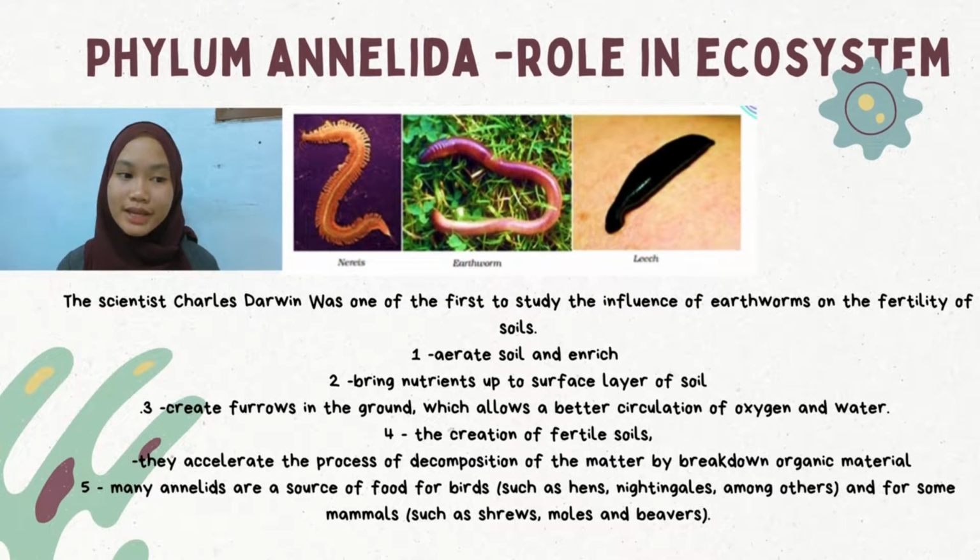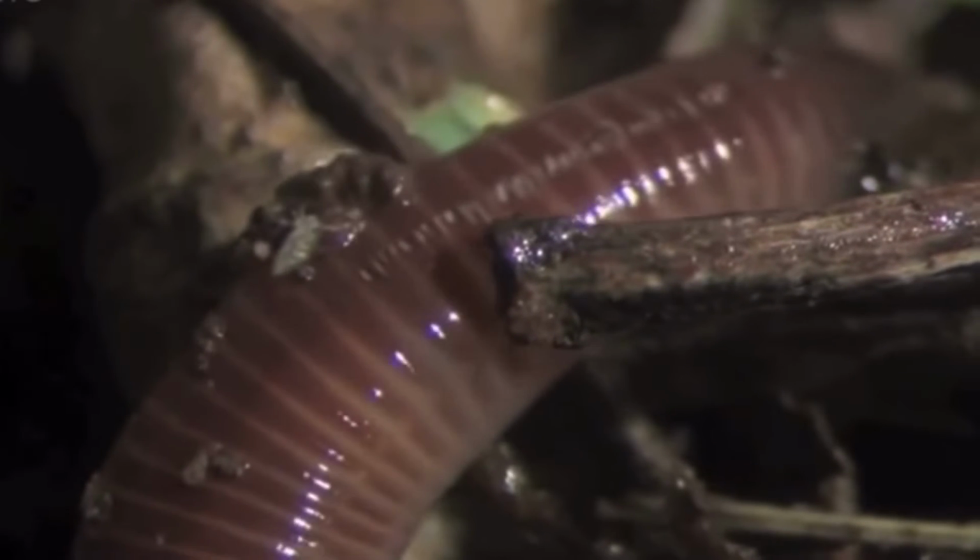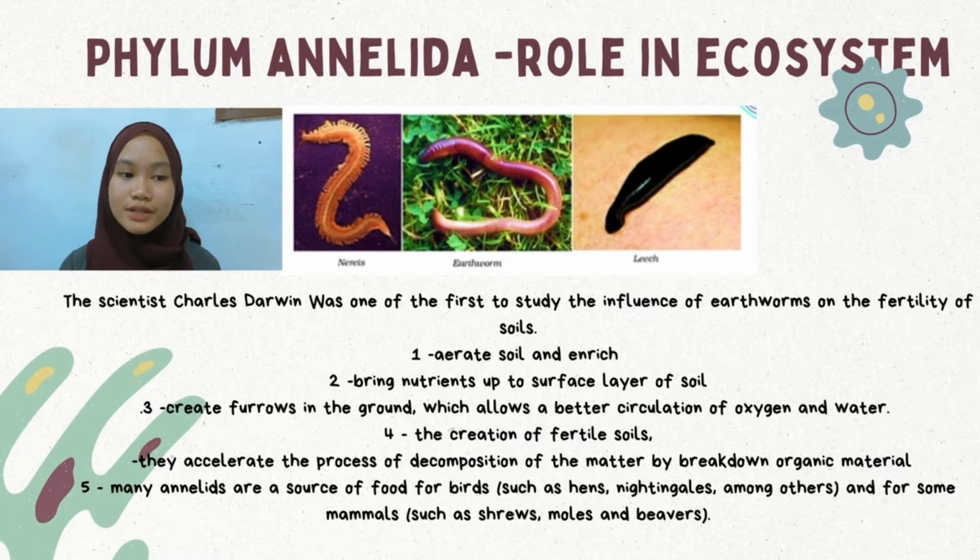So, what can worms do? First, worms can aerate the soil and enrich it by bringing nutrients up to the surface layer of soil. Worms also create furrows in the ground which allow better circulation of oxygen and water, so that air can penetrate the soil and provide a channel for water to drain and enter. The creation of fertile soils by worms also accelerates the decomposition of matter by breaking down organic material.